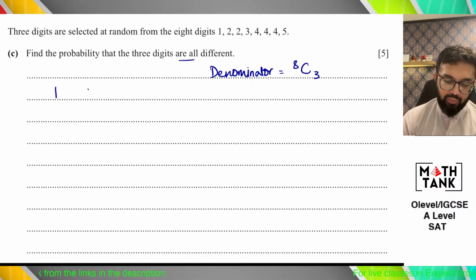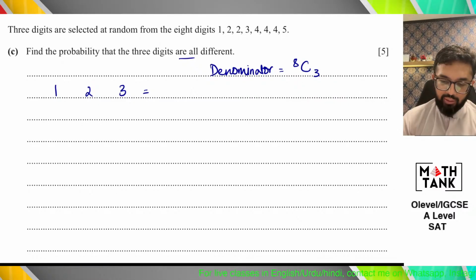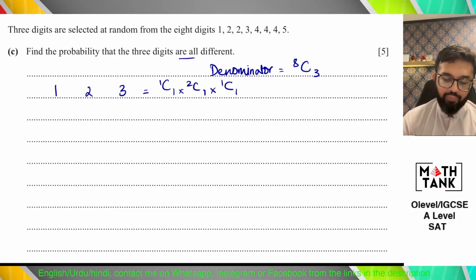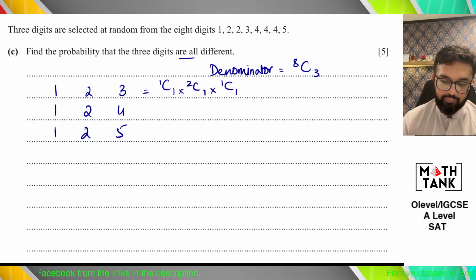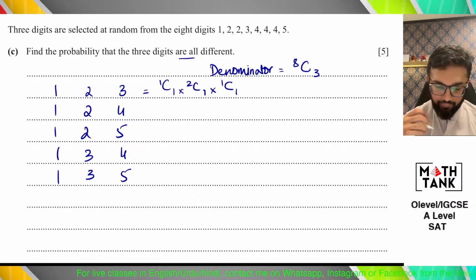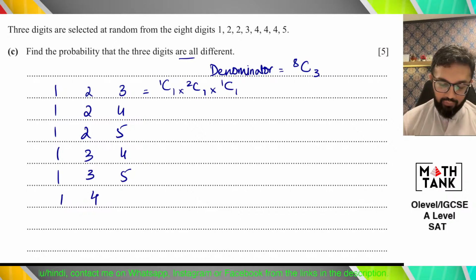So the first case is going to be 1, 2, and 3 selected. There are no choices for 1, but that's 1C1 into 2C1 into 1C1 again, because there are two 2's available. Then you could have 1, 2, and 4, 1, 2, and 5. You could have 1, 3, and 4, 1, 3, and 5, and then 1, 4, and 5.